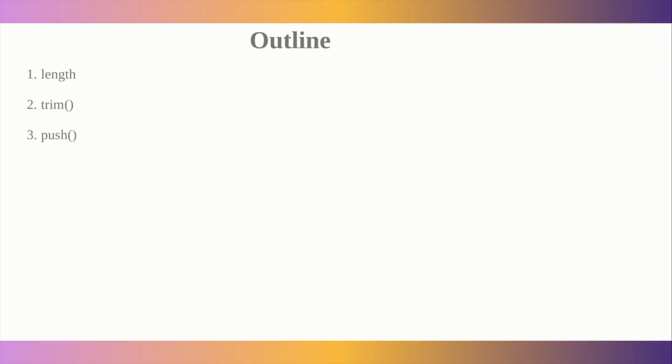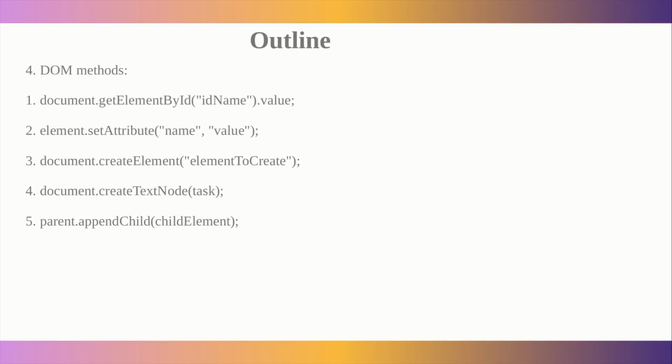The first function of our project will allow us to get the user input and assemble a list of items in the DOM. Therefore, relating to this, we will be talking about the string length property and trim method. Additionally, we will use the push method, so we'll talk about that. And lastly, we will go over these DOM methods and the input value property.